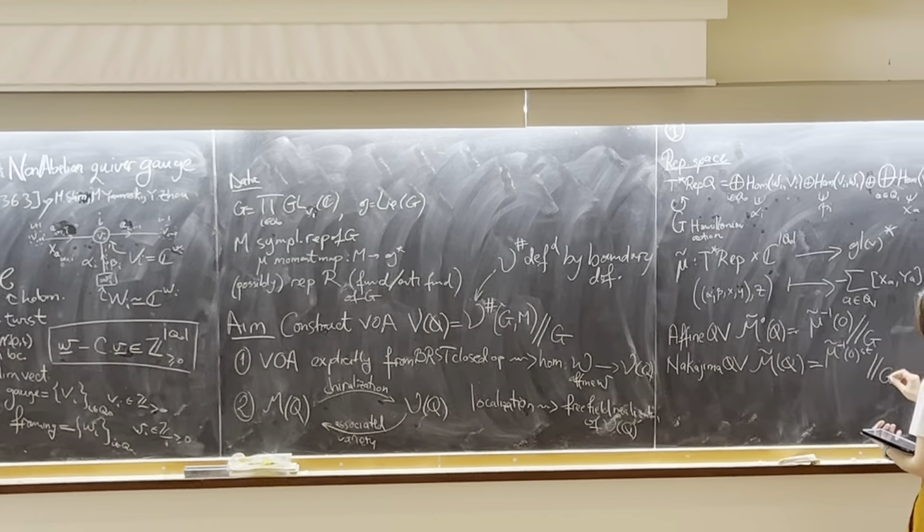Do you define the VOA to be the zero degree, or do you have some vanishing? No. You have to prove that the higher degree cohomologies vanish. Yeah. And you can prove that. That part is not complicated.